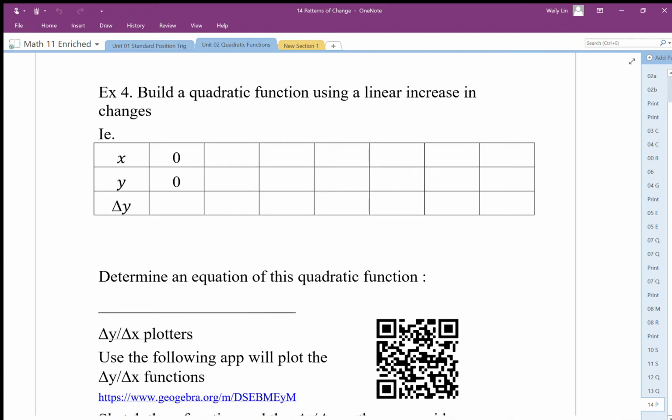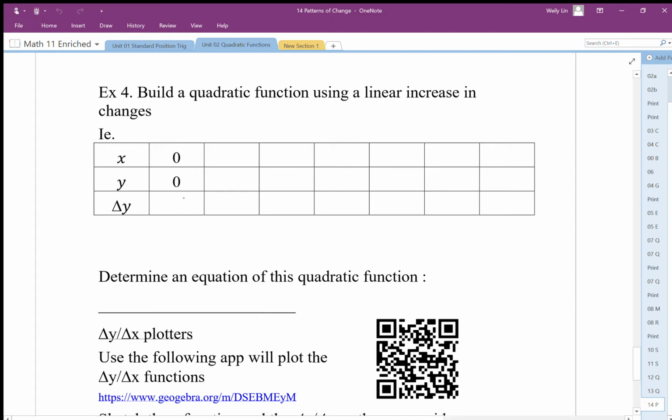So we've established that the rate of change function of a quadratic is linear. Now we can go backwards and say that if we have linear changes, we can build a quadratic function. So if we do this, we could start with a change in y. Now I want you to choose your own, but use a linear change function and you can build a quadratic function, and then you can work out the actual equation for it.